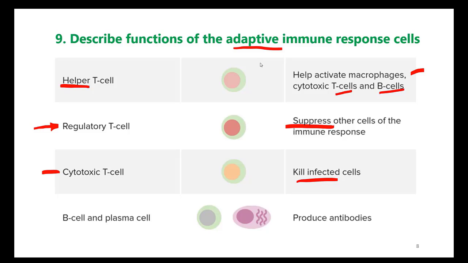Okay. Now remember, lymphoid cells, you have your B cells. They progress into plasma cells. The main job of plasma cells is they produce antibodies.